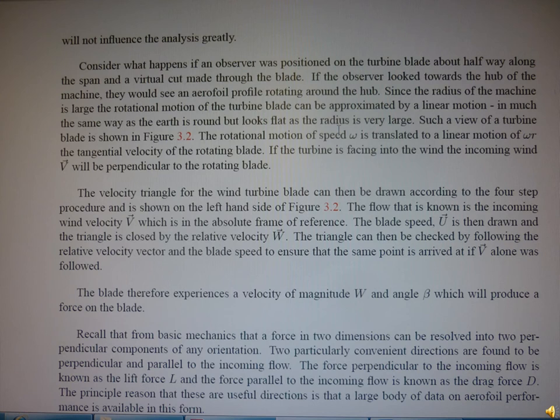From basic mechanics, we know that a force in two dimensions can be resolved into two perpendicular components of any orientation. Two particularly convenient directions are perpendicular and parallel to the incoming flow. The force perpendicular to the incoming flow is known as the lift force L, and the force parallel to the incoming flow is known as the drag force D. The principal reason these are useful directions is that a large body of data on aerofoil performance is available in this form.